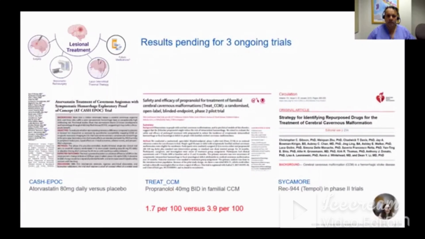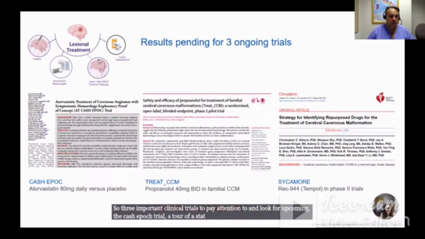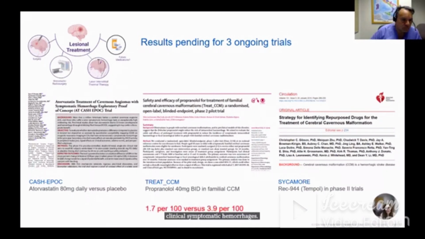So, three important clinical trials to pay attention to and look for upcoming: the CASH EPOCH trial, atorvastatin 80 milligrams daily versus placebo in patients with recent clinical symptomatic hemorrhages. Results anticipated late this year or early 2025.